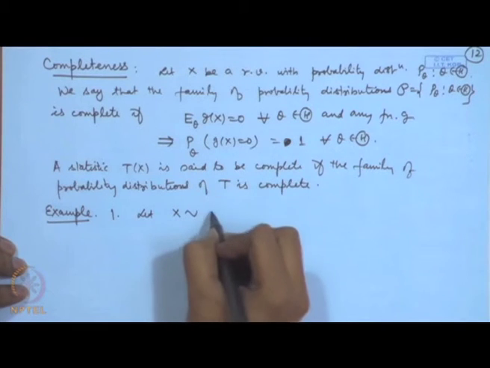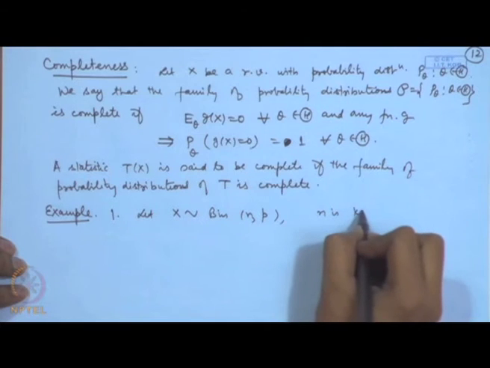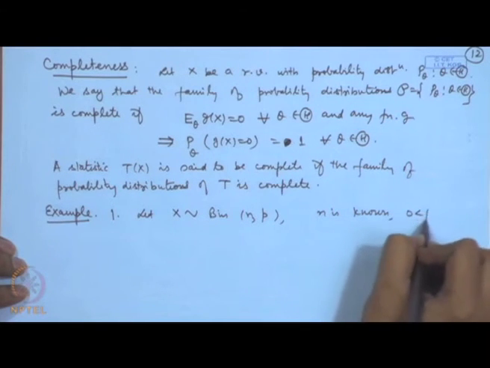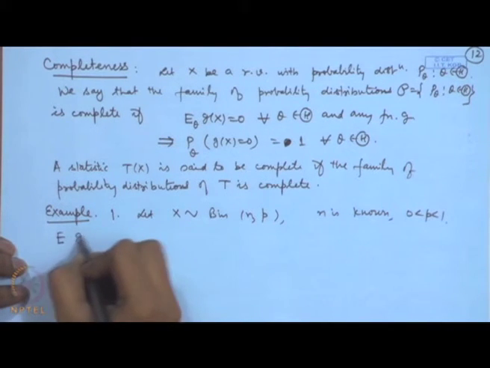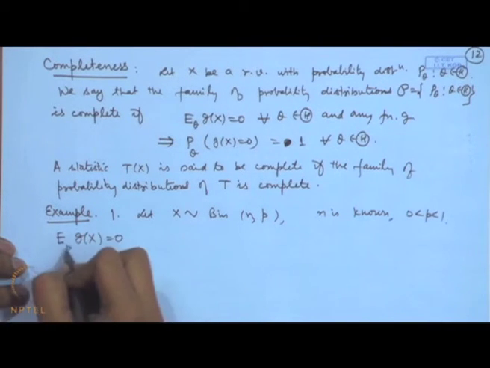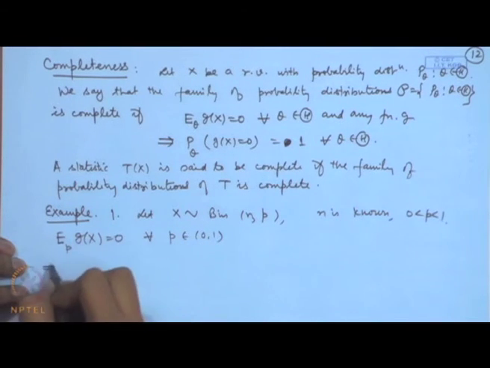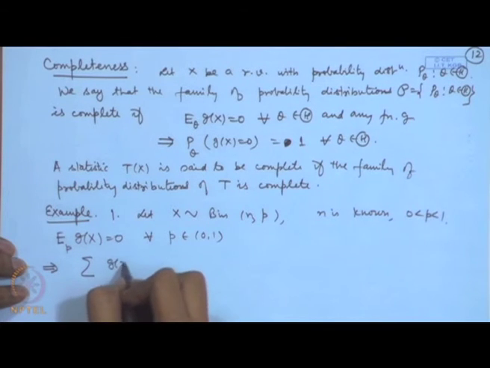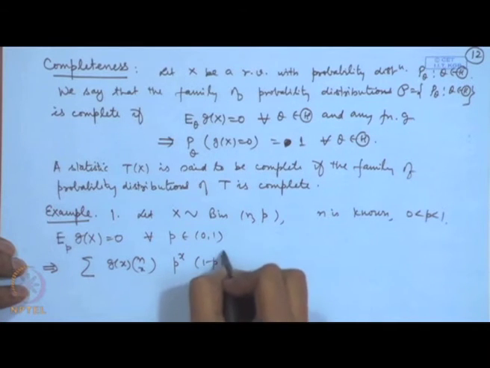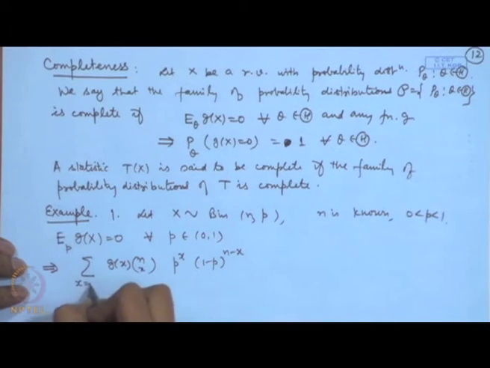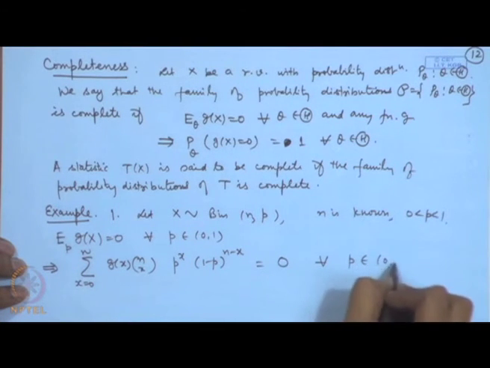Let X follow a binomial(n, p) distribution, where n is known and the parameter p lies between 0 and 1. Let us consider the expectation of g(X) equal to 0 for all p in the interval (0, 1). Now, this statement is equivalent to the sum of g(x) nCx p^x (1 - p)^(n - x), x = 0 to n, equal to 0 for all p belonging to (0, 1).